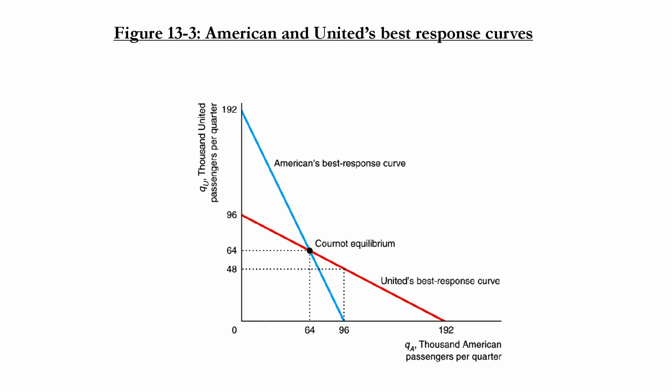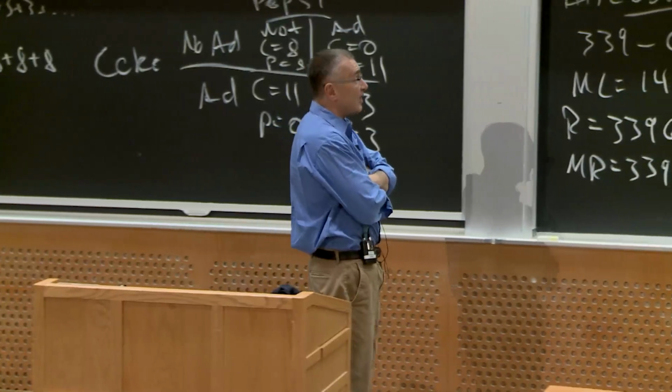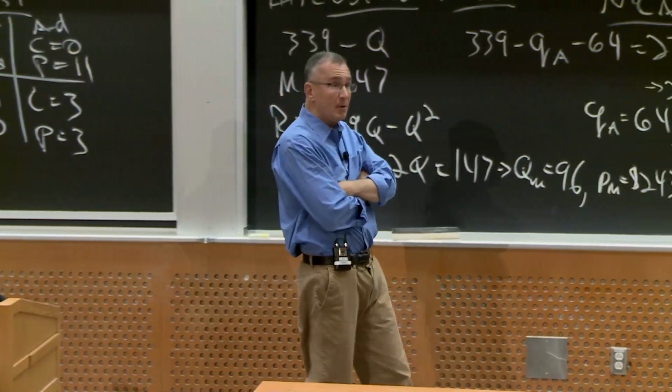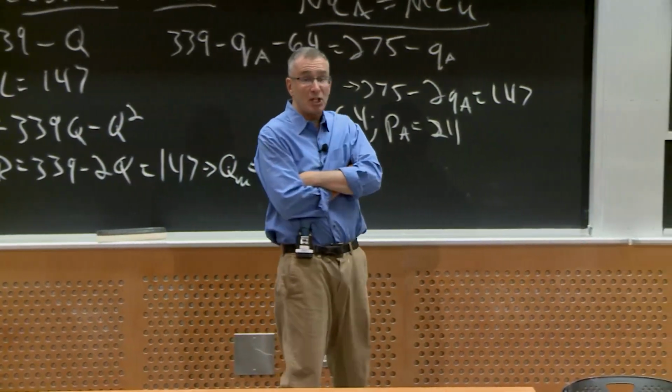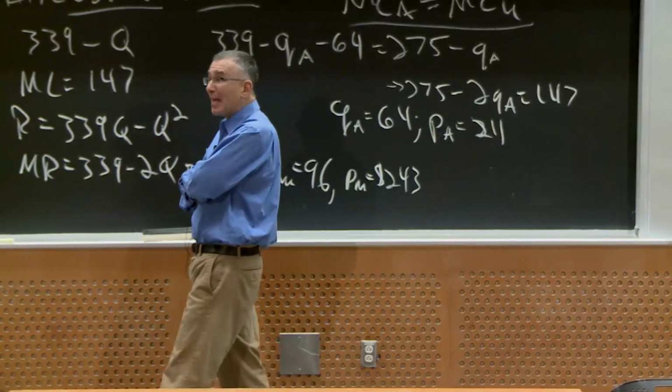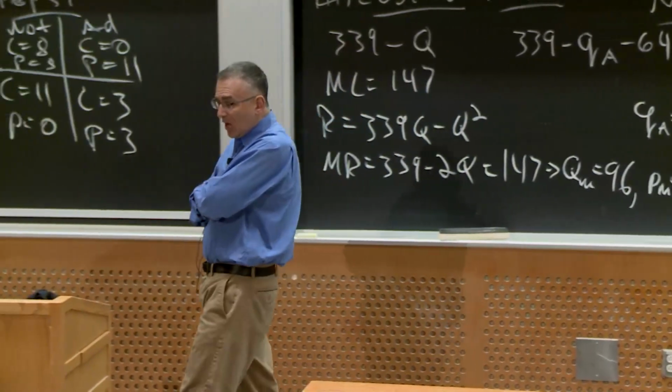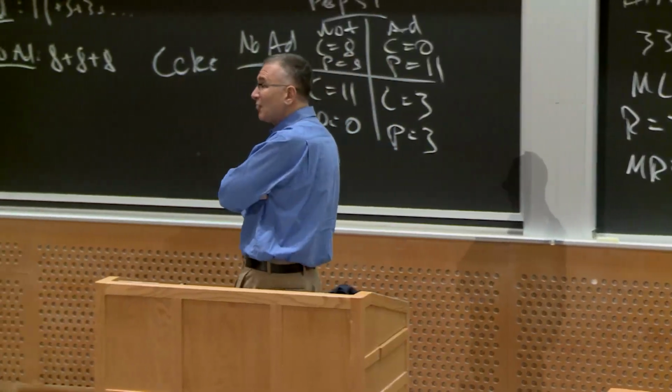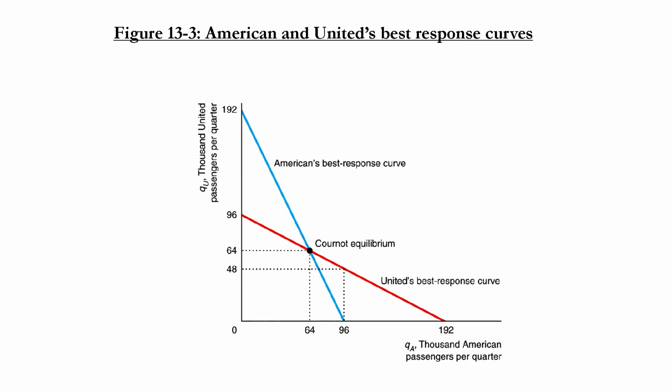Now, this problem is symmetric. So United's best response curve is just the flip of American's best response curve. They have the same cost structure. Marginal cost is the same. And they face the same market conditions. They're in the same demand market. So it's a symmetric problem. So United's best response curve is the flip. If American flies nothing, United should fly 96, which is the y-intercept of the red line. If American flies 64, United should fly 64. And if American flies 192, United should fly nothing.